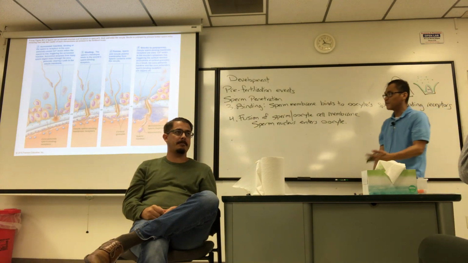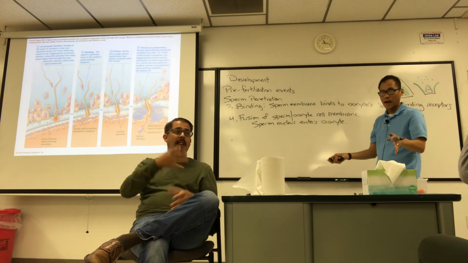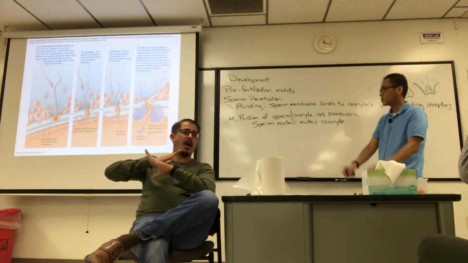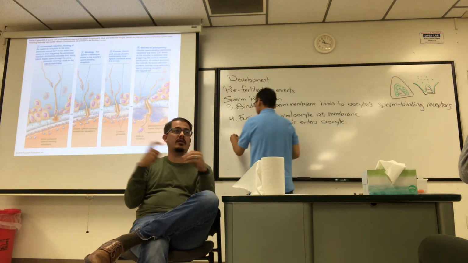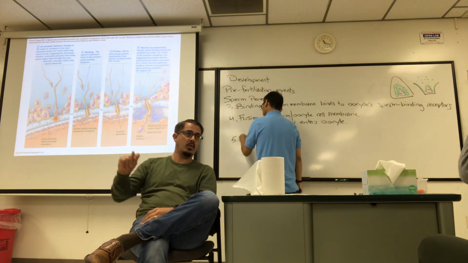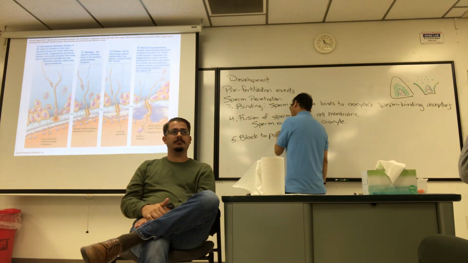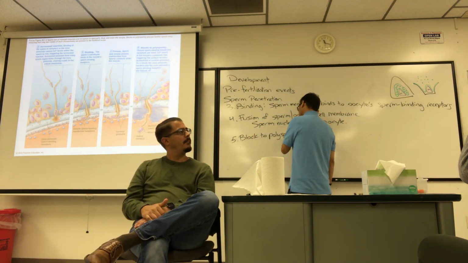Okay. So this isn't even considered fertilization yet. You let one in, block the rest out. Then you start talking about fertilization. So one got in, step five, block the polysperm, keep all the other ones out. Block two, polyspermy.